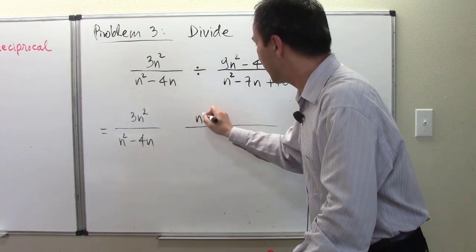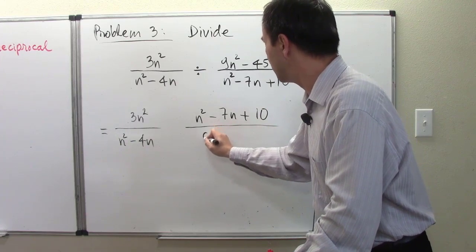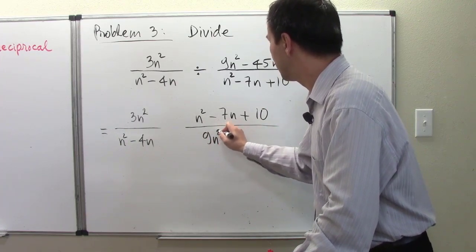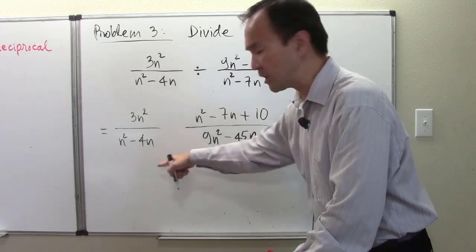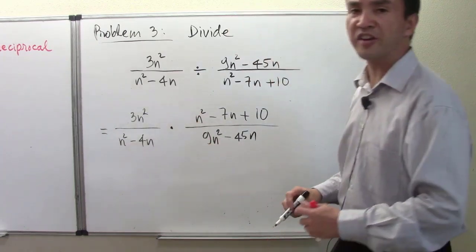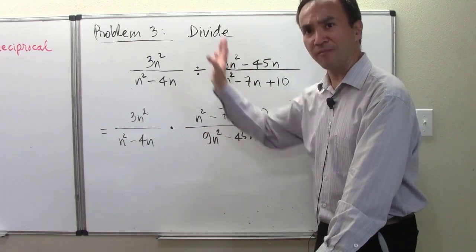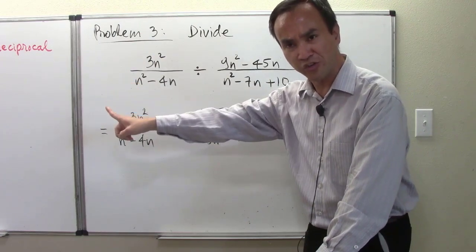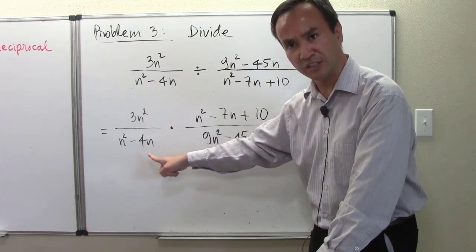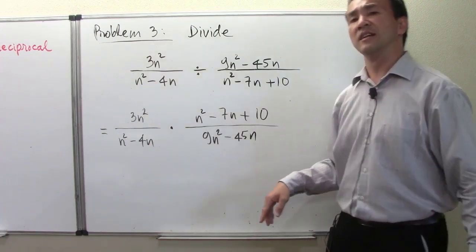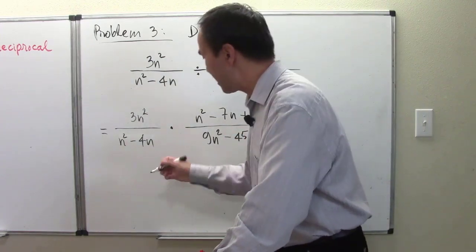We now have n squared minus 7n plus 10 over 9n squared minus 45n. But now between these two rational expressions, we're performing a multiplication problem. And so now at this point, all of a sudden we realize it is important that we have learned how to multiply any two rational expressions prior to this point, because now we can utilize the skill we've learned in the earlier part of this video lesson in this problem right here. So now the usual steps are going to carry out.